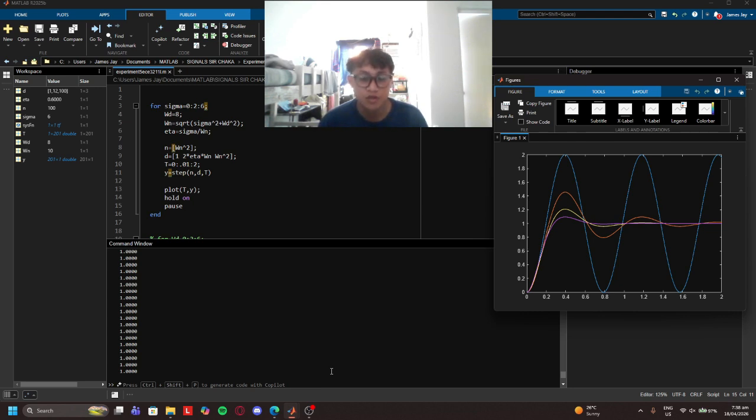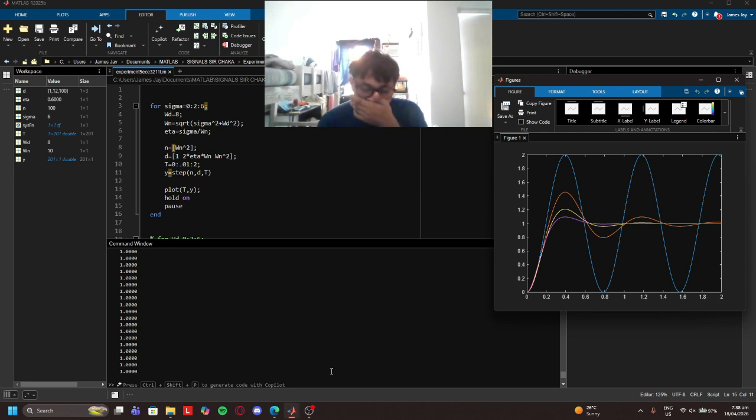In this experiment, we analyzed how different parameters like damping ratio, natural frequency, and damped frequency affect the system's step response. We used MATLAB to simulate these responses by changing values such as sigma and omega d. From the graphs, we observe how the system transitions from undamped to underdamped and eventually overdamped behavior.